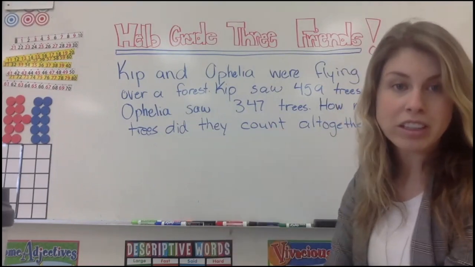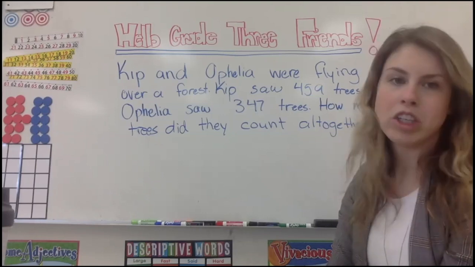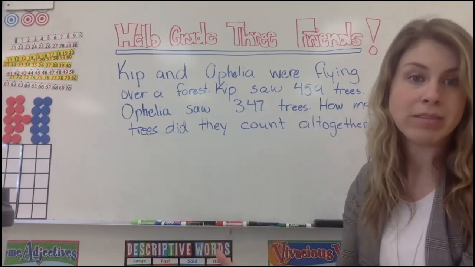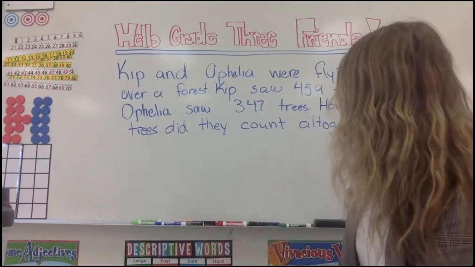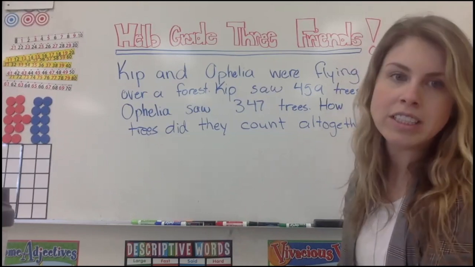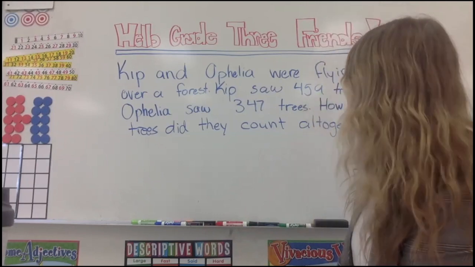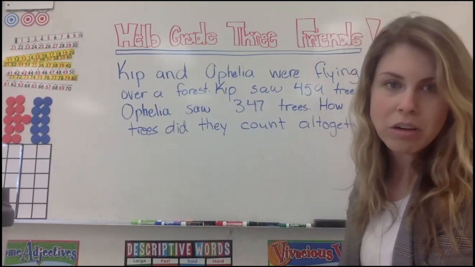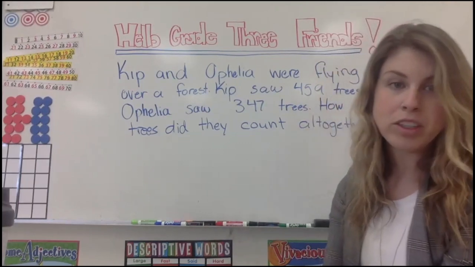The first thing you want to ask yourself when you're looking at a word problem is, what is the question asking? What is the end thing? What are we trying to find? What is the question asking us to figure out? If I look over this, I'm going to see that Kip and Ophelia are counting trees. I guess they couldn't see anything better to count, so they counted trees. Ophelia saw 347, Kip saw 459, and the main thing the question is asking is, how many trees did they count all together? It's pretty much exactly what it says.